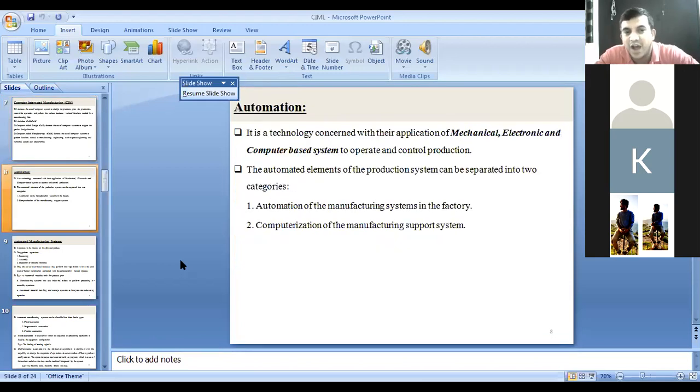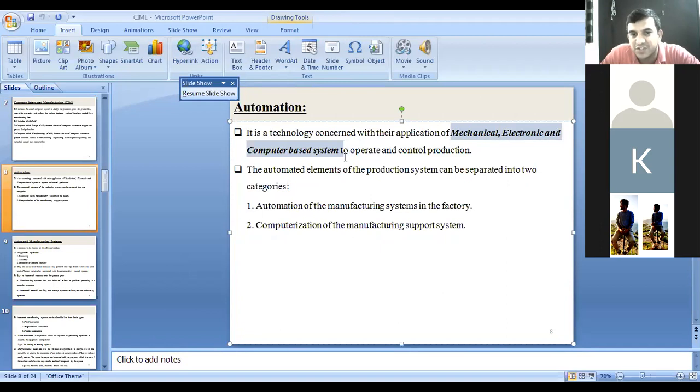Yes. Next one is automation. Automation is a technology concerned with the integration and application of mechanical components, electronic devices, and computer-based systems to operate and control production. In the conventional way, each time the operator has to load and unload the machine and then perform the operation manually. That is not automation. In automation, for example on the lathe machine, when you go for a thread cutting operation, the operation is carried out automatically. That is called automation.